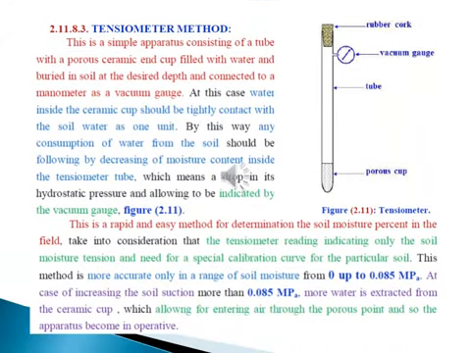The tensiometer method uses a simple apparatus consisting of a tube with a porous ceramic cup filled with water, buried in soil at the desired depth and connected to a manometer as a vacuum gauge. This is a rapid and easy method for determining the soil moisture percent in the field, taking into consideration that the tensiometer reading indicates only the soil moisture tension and needs a special calibration curve for the particular soil. Please follow the enclosed figure.